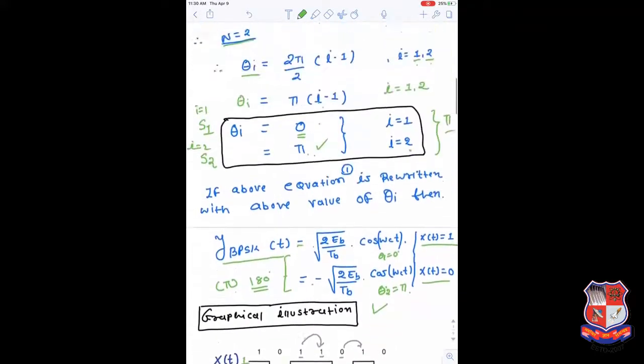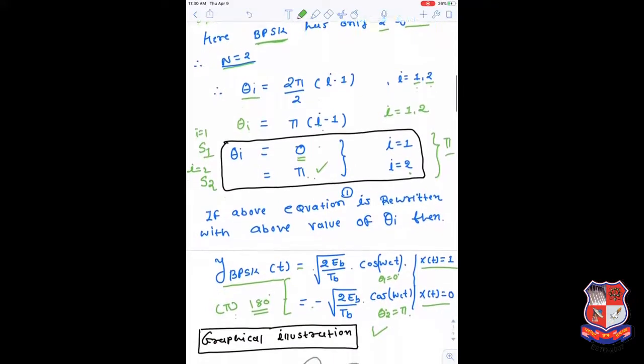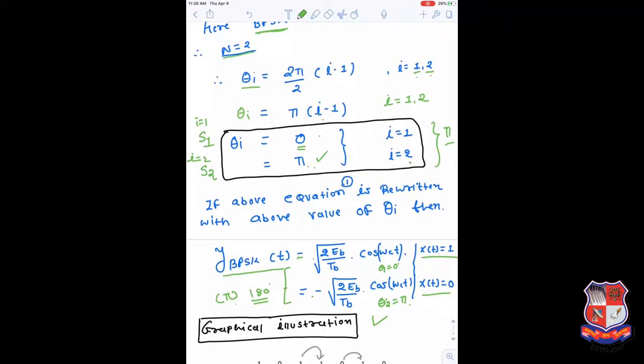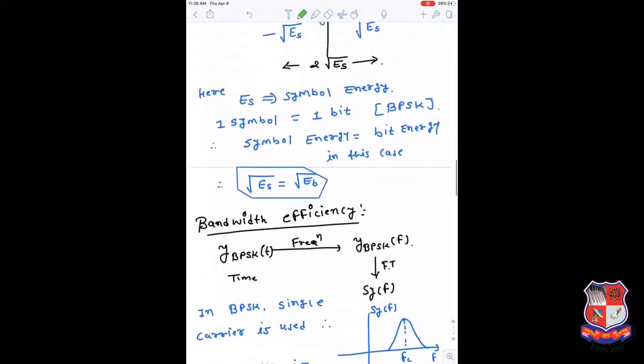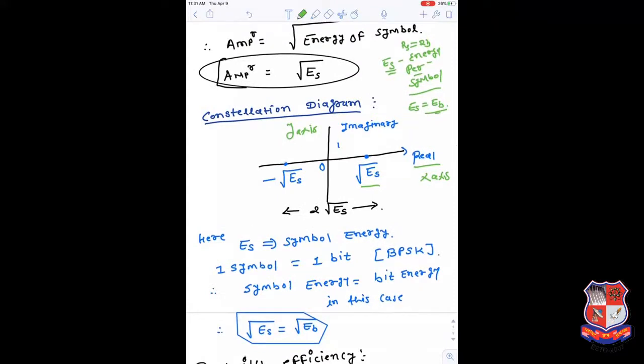So what we have marked here is, if you have a bit 1, we can transmit with cos omega_c t with a 0 degree phase shift, and if we have a bit 0, we can transmit with a pi phase shift, which is minus square root of 2Eb by Tb cos omega_c t. If the energy is considered, the first one has a positive energy, simply known as Es. If you draw the constellation diagram, the x axis is the real axis and the y axis is the imaginary axis. We have energy for symbol 1, S1, defined as Es1, and the energy of symbol 2 can be defined as Es2.